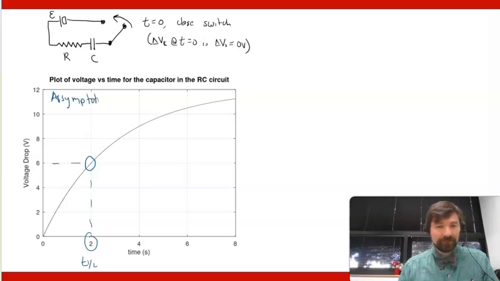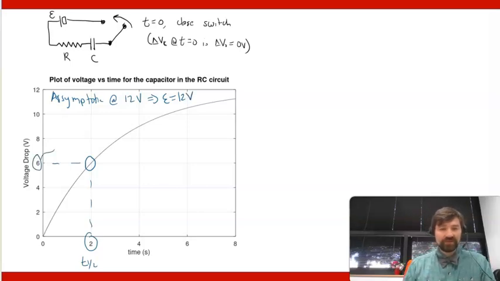So this basically means my EMF is 12 volts. This right here would be delta V_C equals 1/2 of that EMF, and that gets me my half-life.